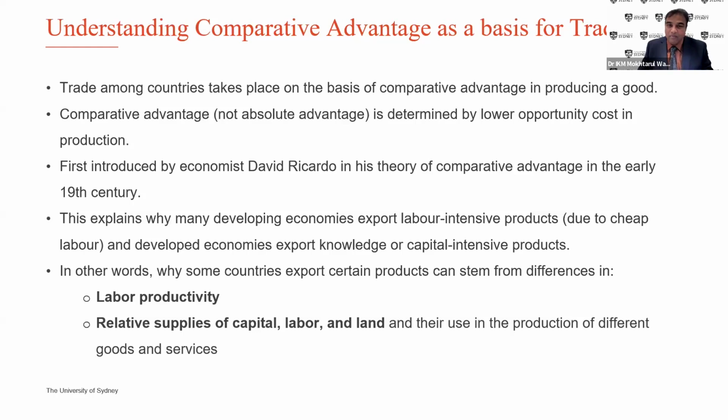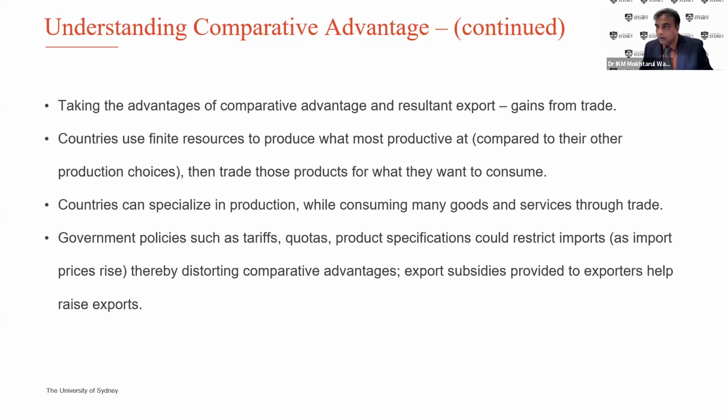So a country may have differences in labor productivity. A country may have higher labor productivity compared to other countries. There may be some relative supplies of capital or other resources. And these will also determine a country's differences in opportunity cost. So in other words, if a country has got a lower opportunity cost in the production of a certain good or service, that country will export that particular good or service. So that is the fundamental behind how trade takes place based on comparative advantage.